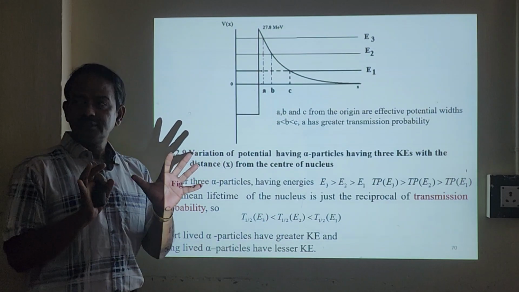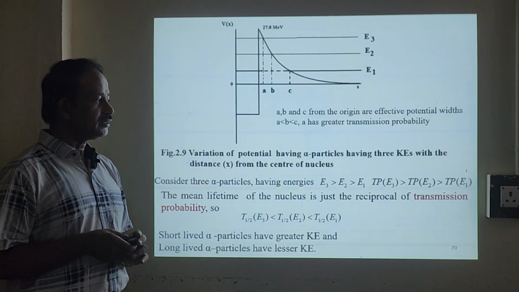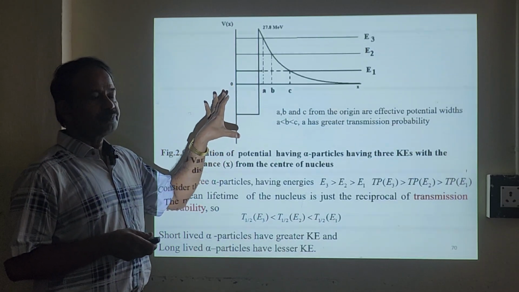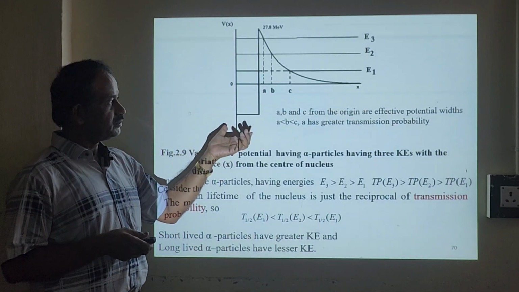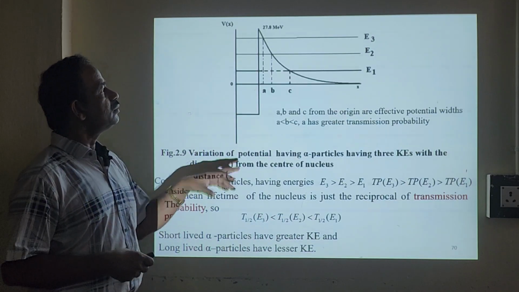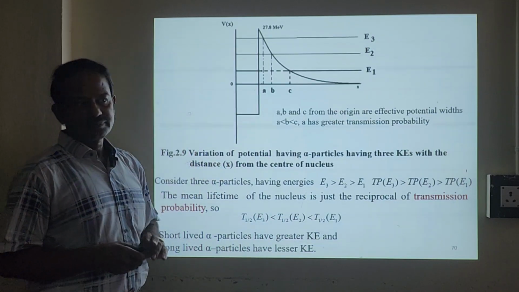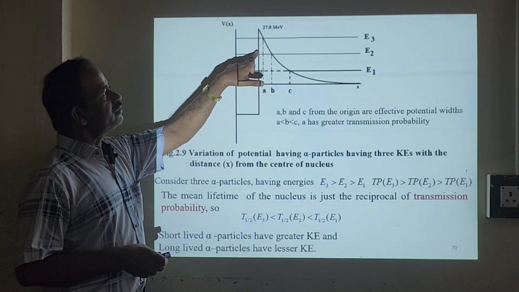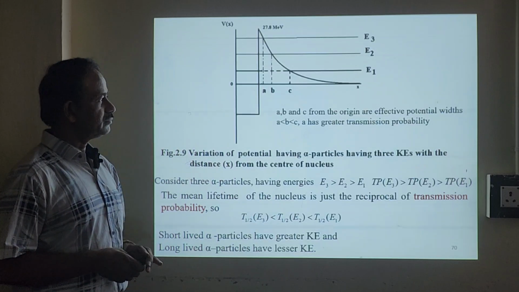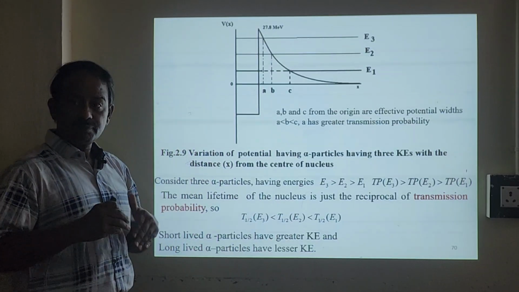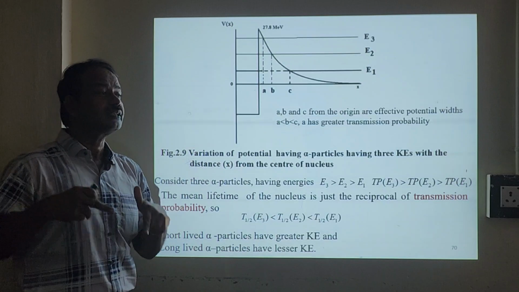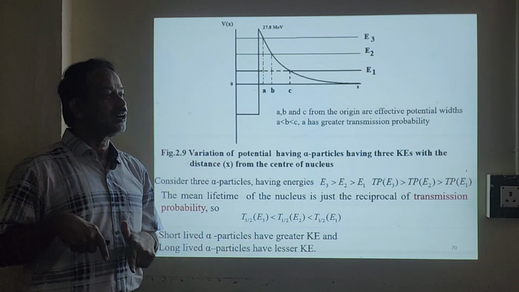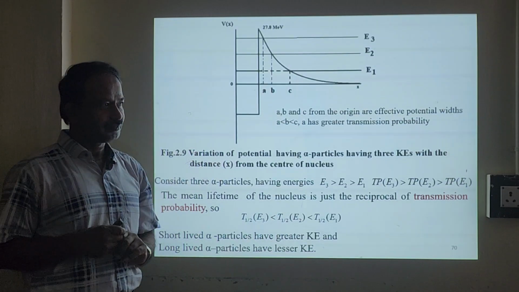So now we will have the analysis of the Geiger-Nuttall law. This is the potential well for the nucleus, which we just discussed. Now we will take three energies, for example first energy E1, second energy E2 and third energy E3. For all three cases, we are going to discuss the transition probabilities, and these transition probabilities are associated with the half-life.